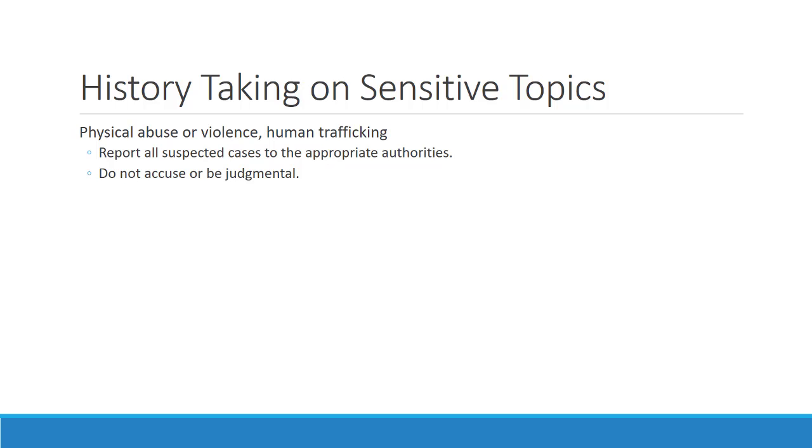If we're dealing with physical abuse or violence or human trafficking, we want to make sure that we report all suspected cases to the appropriate authorities. We don't want to accuse or be judgmental. We probably don't know all the facts that have been going on. And if you're thinking that human trafficking doesn't occur in rural areas, you're sadly mistaken. So it is here, and it is close by.